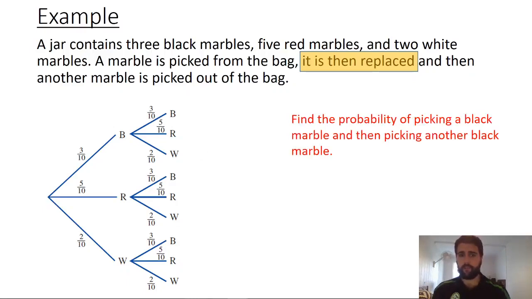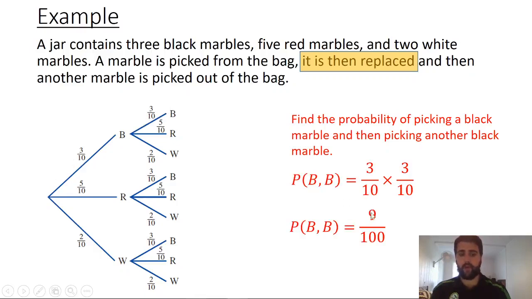So if I was asked to find the probability of picking a black marble and then picking another black marble, well, we're going to move across our branches. We're going to multiply the probabilities on our branches, and that's going to give me an answer of 9 over 100. I can't simplify that anymore. That's the probability of picking a black marble and then another black marble. And guys, the key terminology here, the marble's replaced, so we're talking about independent events. That is the key thing that's going to tell us we're looking at an independent event.